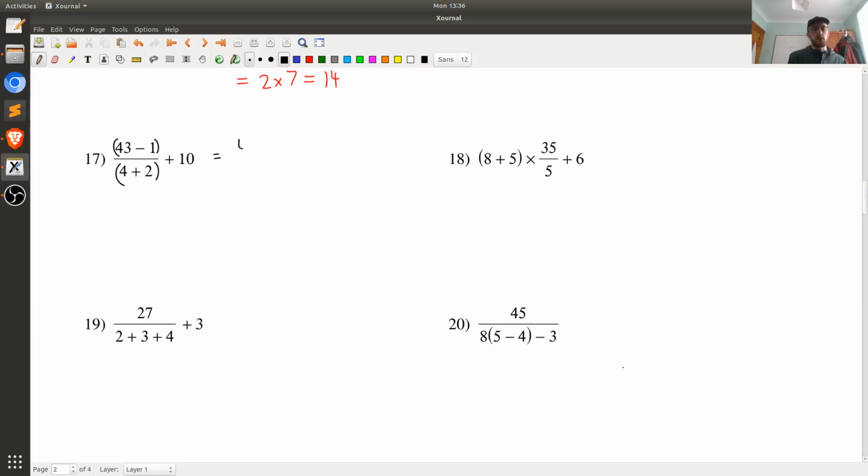43 take 1 is 42. 4 add 2 is 6. And so it becomes this. And then 42 over 6 is 7, and 7 add 10 is 17.